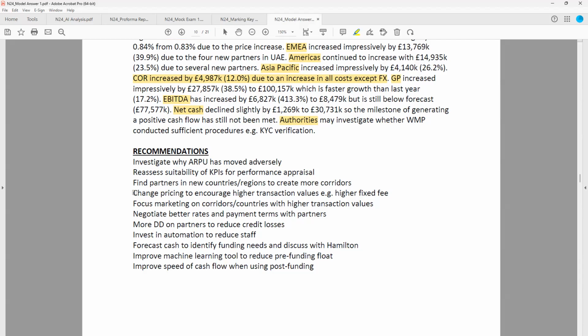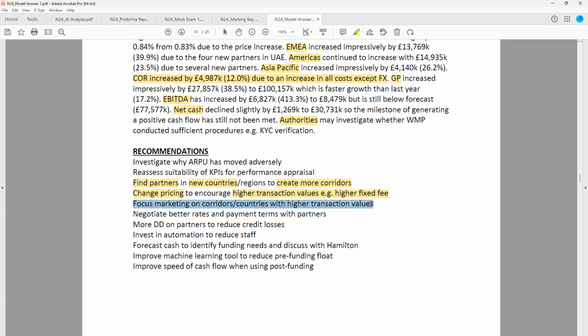So then for the recommendations, just think of some sensible action points based on what's happened in the scenario. So we obviously know that revenue has increased. It's been a successful year, although it's still below forecast. But what's made this year good? Well, they've added some new countries and created new corridors. So find partners in more countries to create more corridors would be good. Obviously, revenue per transaction has gone up because of the higher transaction value. So it could change the pricing perhaps to encourage higher transaction values.